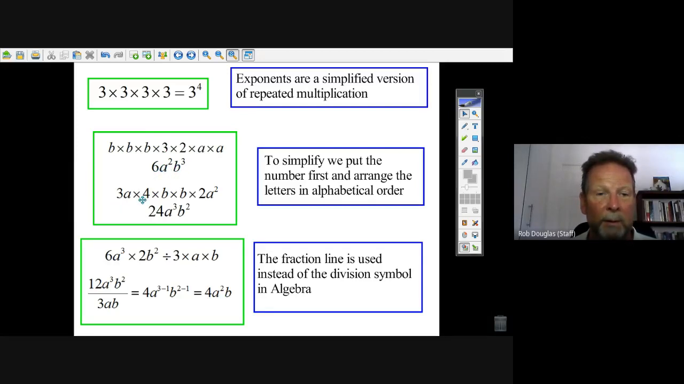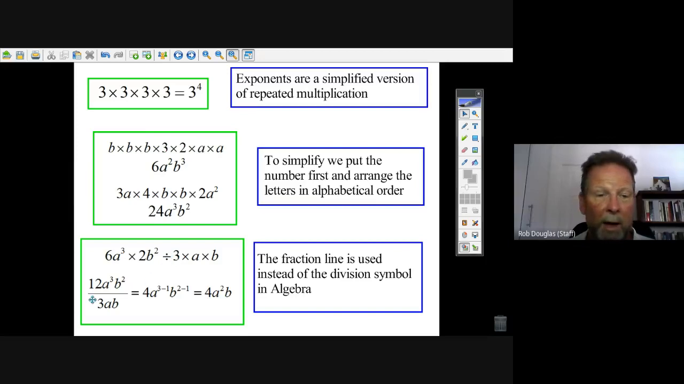Let's look at the next one. 3 times 4 times 2, that's 24. There's your b times b, which is b squared, and a times a times a is a cubed.